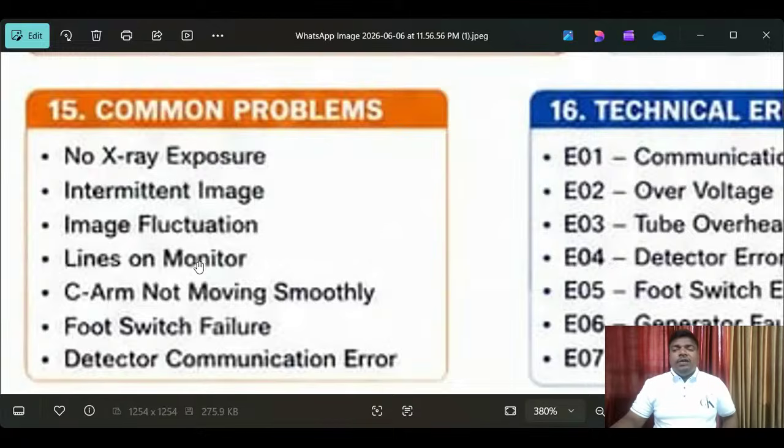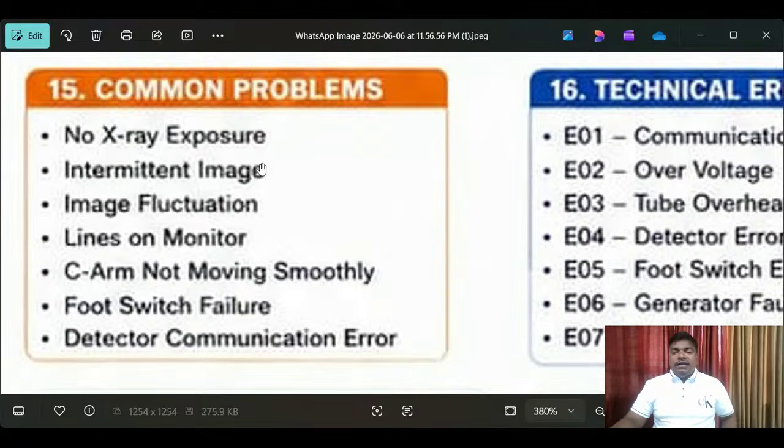Common problems: no X-ray exposure, intermittent image, image fluctuation, lines on the monitor, C-arm not moving smoothly, foot switch failure, and detector communication error. For these, the biomedical engineer is responsible and has to check the equipment first. Before entering the operation theater, follow the protocols and dressing, and communicate with the technician about what problem they face. Try to communicate by telecommunication, then give the resolution, and the maximum solutions will be completed.